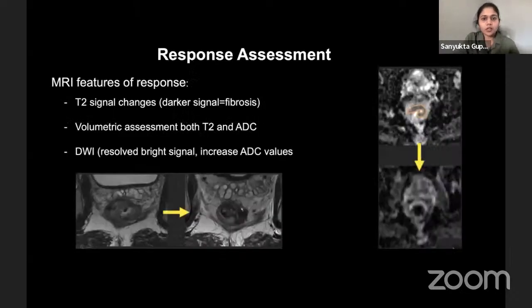I will just talk a little about the response assessment, which is gaining a very important role in MRI. So MRI features of response, how do they look like? The T2 signal changes, and it requires a darker signal or a fibrosis. So this was the tumor initially, and post NACT a darker or fibrotic signal has taken over. Similarly, the diffusion intensity also decreases, and so we take a diffusion scan as well for the response assessment.